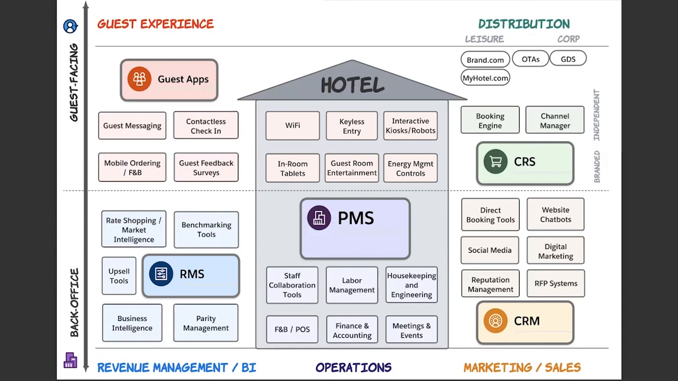And last but not least, distribution category, the most convoluted part of our tech ecosystem, although I believe I managed to keep it rather simple in this view.